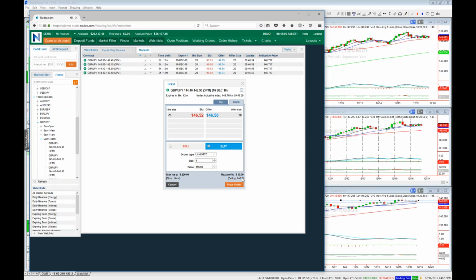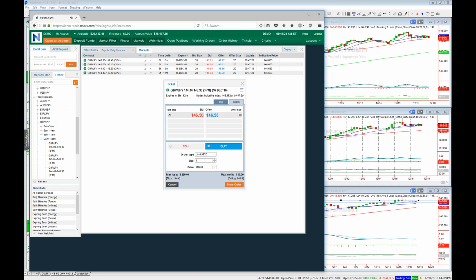downside, $220 for one contract, but the maximum profit would be just $30 left, because we're trading very close to the ceiling already. So this here is definitely a choice which is much worse than the one we just saw before.